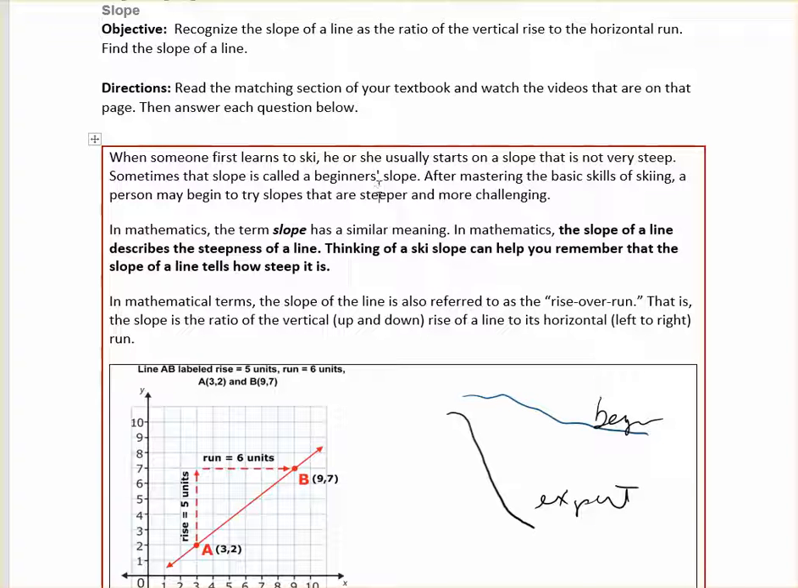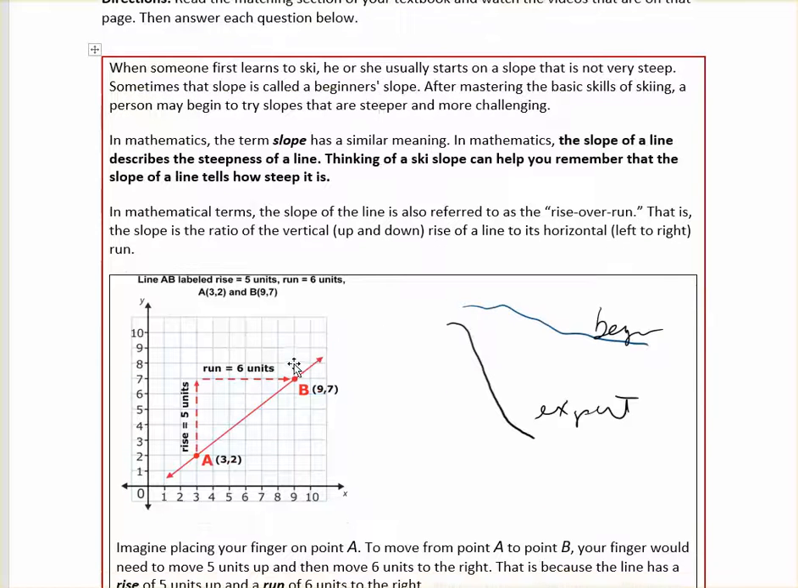So when you think about slope, remember the ski slope, and the steeper the line, the more it can help you remember how to tell which slope is higher, which slope is steeper. We talk about slope a lot as being rise over run. What that means is how far up do you go and how far left or right do you go to measure that slope. So the slope is the ratio of the vertical, the up and down rise of a line, to the horizontal, which is left to right, run of the line.